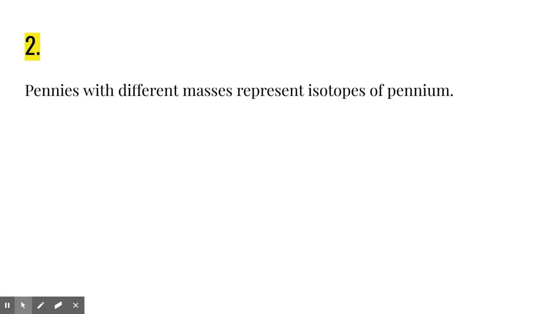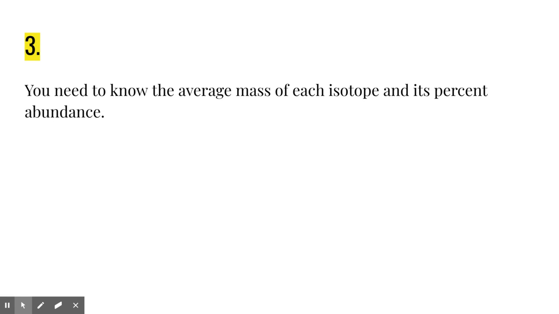Question number 3. What information do you need to calculate the average atomic mass for your element? Well, remember, you need to know, obviously, the average mass of each isotope and its percent abundance. I know the lab says relative abundance, but again, I like to use percent abundance.